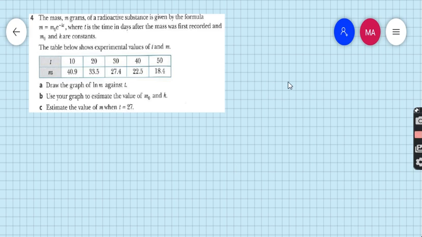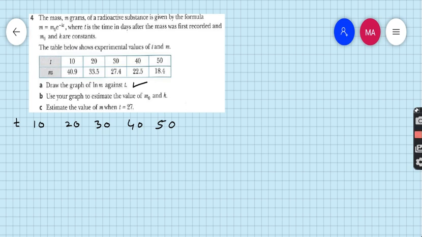First we have to plot the table. We have to draw a table of x values and y values. According to the question, on the x axis we have to plot t, so one value is t. What are the values of t given? 10, 20, 30, 40 and 50.